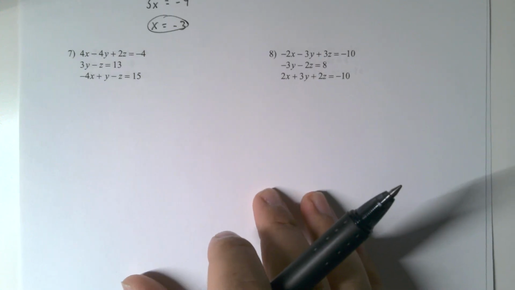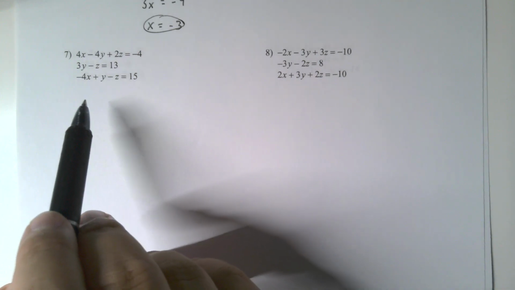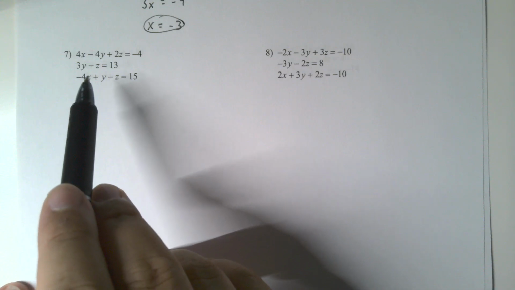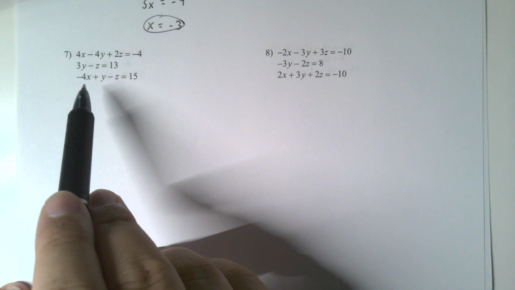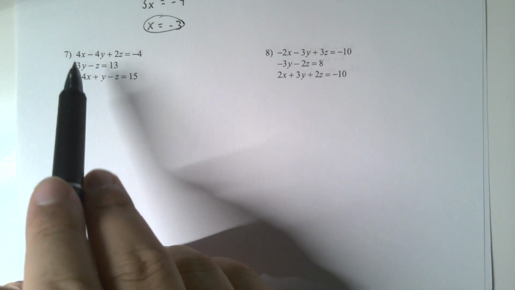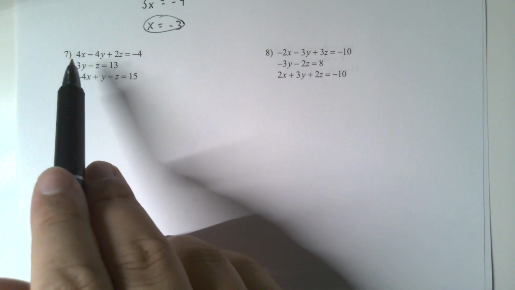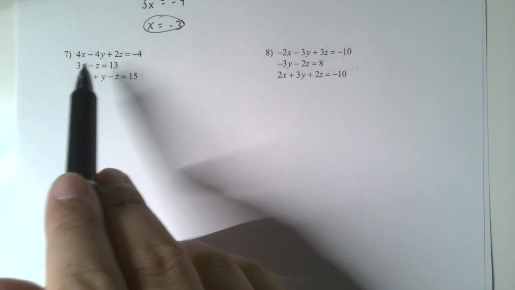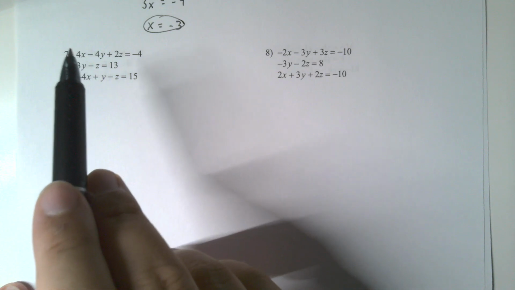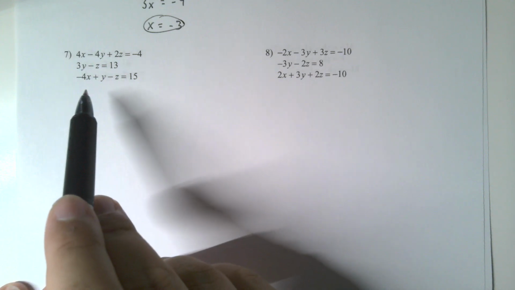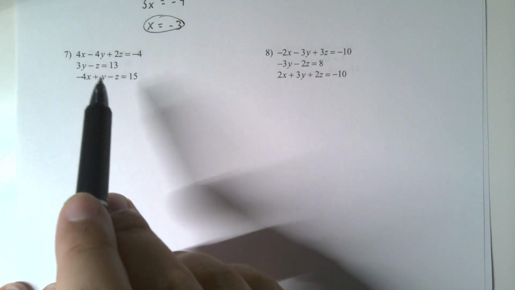Okay, so moving on to number 7, let's see what happens. First, let's see if there's any variables that we want to eliminate. Let's see, so we have 4x, and hey, look, 4x and negative 4x. Also notice that equation 2 doesn't have an x term at all. So this is kind of nice because we have 4x and minus 4x. We'll get an equation without x if we combine equations 1 and 3.